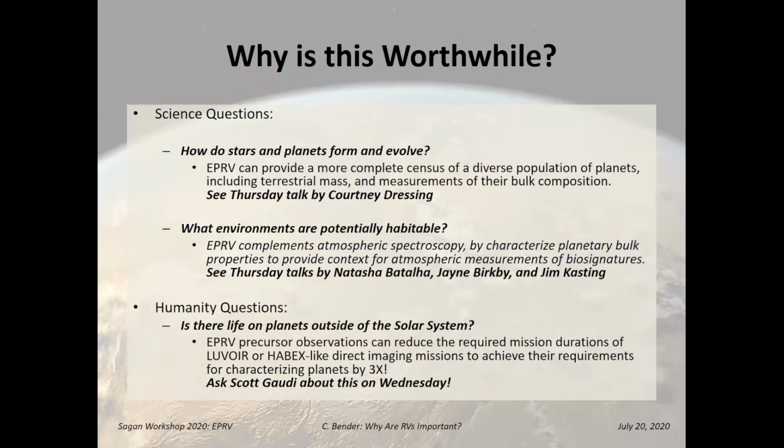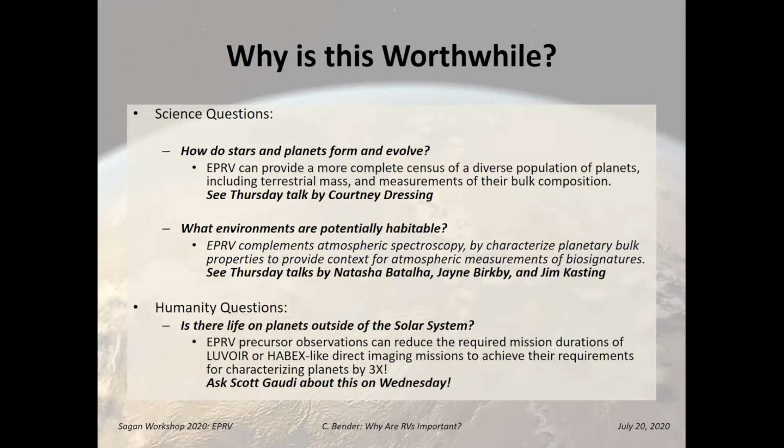So why are we doing this? There was a National Academies report that came out about 18 months ago, and it had a lot of questions about planets in there, but these are the ones that I think are relevant to EPRV. How do stars and planets form and evolve? More planet detections, particularly more low mass planet detections, help us complete the census of a diverse population of planets and measure the bulk composition. What environments are potentially habitable?